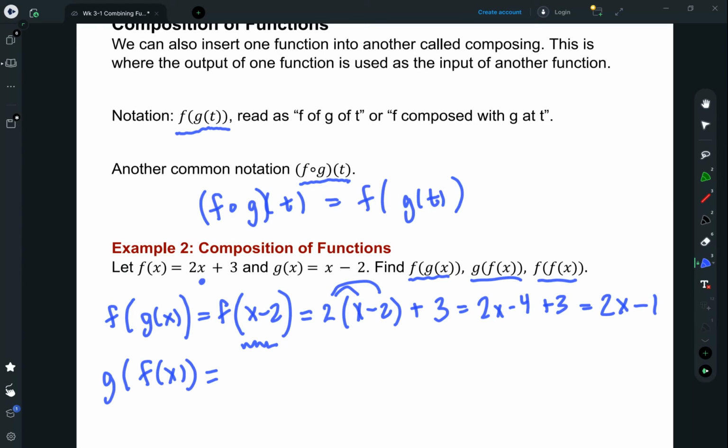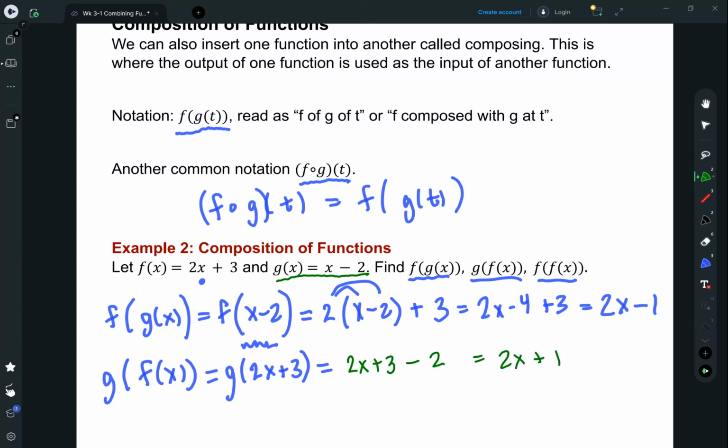And so in this function, our outer function is g, which is x minus 2. And what we're plugging into it is our f, which is 2x plus 3. So in our function g, everywhere we see an x now, we're going to put 2x plus 3. So looking at g, maybe I'll switch colors. Here's our function g, and it's x minus 2. So everywhere I see an x in x minus 2, we're going to put 2x plus 3. So 2x plus 3 minus 2. So that gives me 2x plus 1.